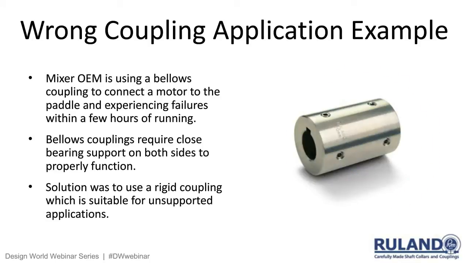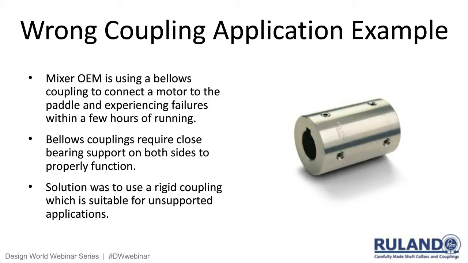And again, here's an example of using the wrong type of coupling. A mixer OEM is using a bellows coupling to connect a motor to the paddle and experienced failures within a few hours of running. Bellows couplings require close bearing support on both sides to properly function. The solution was to use a rigid coupling, which is suitable for unsupported applications.